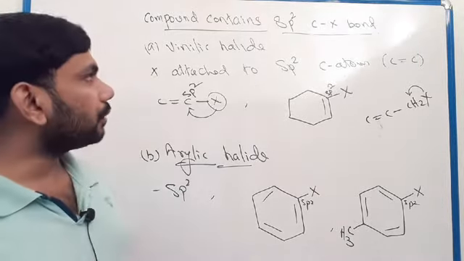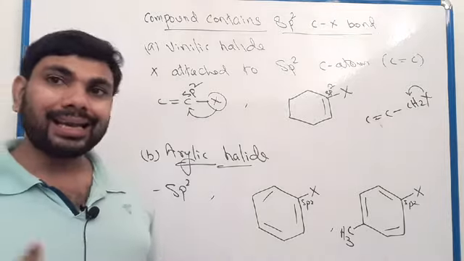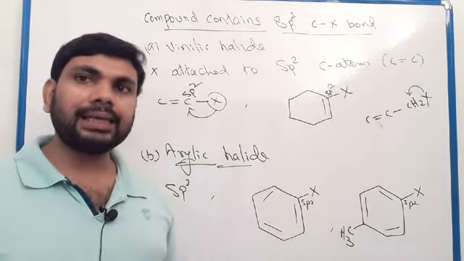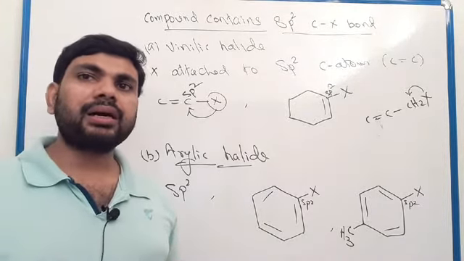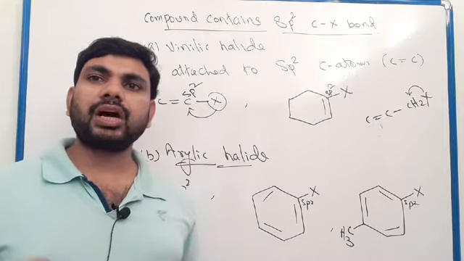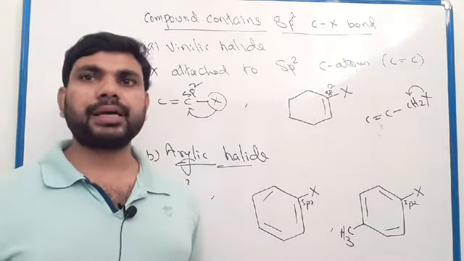Okay, before the previous one, allylic halide, benzylic halide. Okay, in these the halogen attached carbon is sp3 hybridized. Clear?